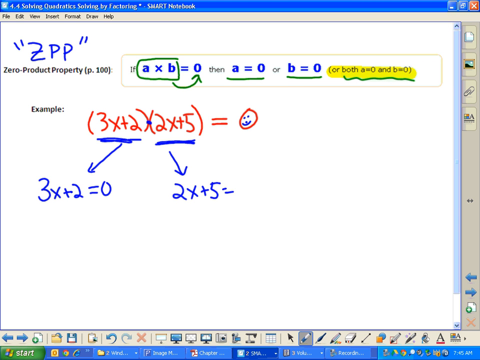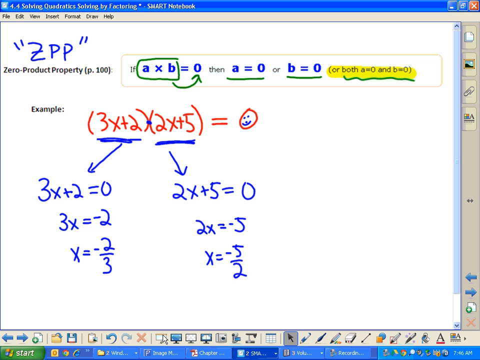And do you see how we can now use this information to help us solve for x in that equation? And now we just solve by undoing. You subtract 2 from both sides, divide both sides by 3. So one of our x values could be negative 2/3. Furthermore, on the second side here, I can subtract 5 from both sides, divide both sides by 2. Bam. Those are the 2 numbers that would actually make that expression on the left side equal to 0. So it's a nice illustration of our zero product property.